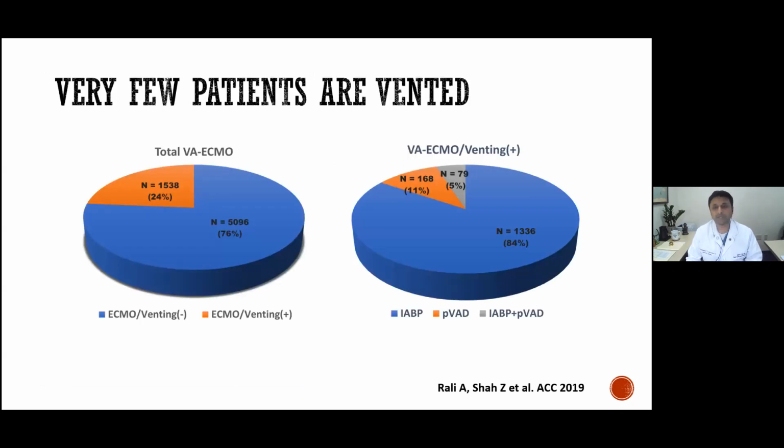Around the same time as this article was getting published, our team was also analyzing the national inpatient sample to ask the exact same question. And what we found in our sample of patients between 2007 and 2014 is that a very small percentage of patients in the United States that do get ECMO for cardiogenic shock actually receive any form of LV venting, only 24% in our cohort. And a lion's share of those that do receive LV venting receive it using intra-aortic balloon pump, which is 84% in the cohort.